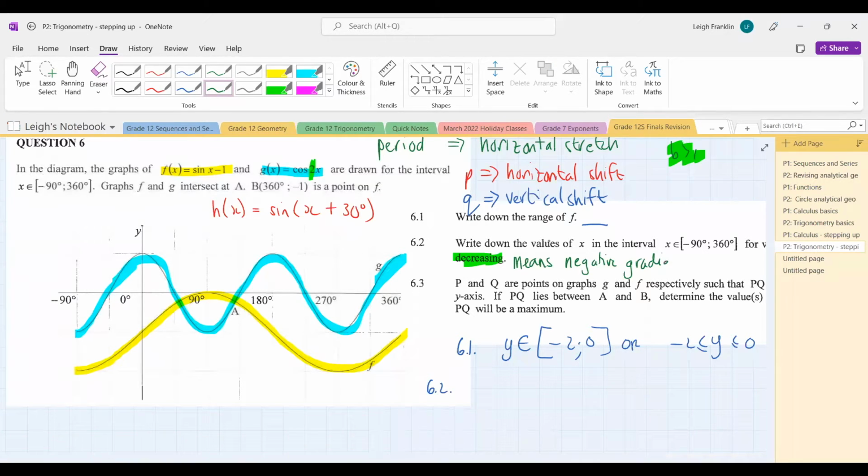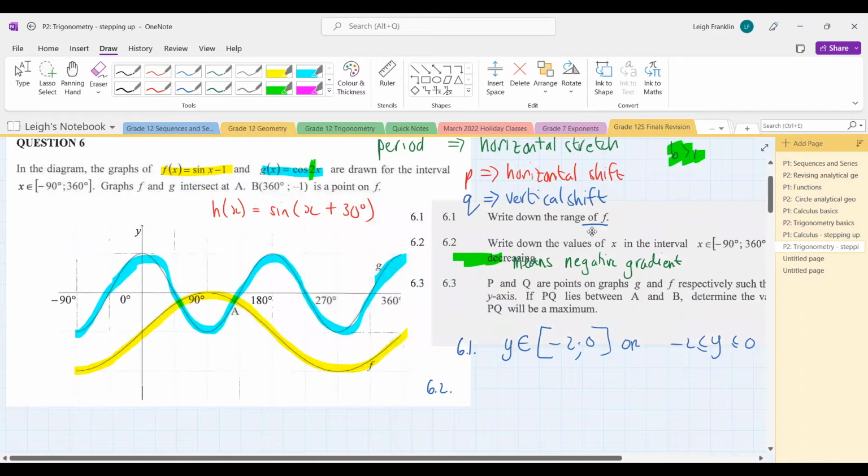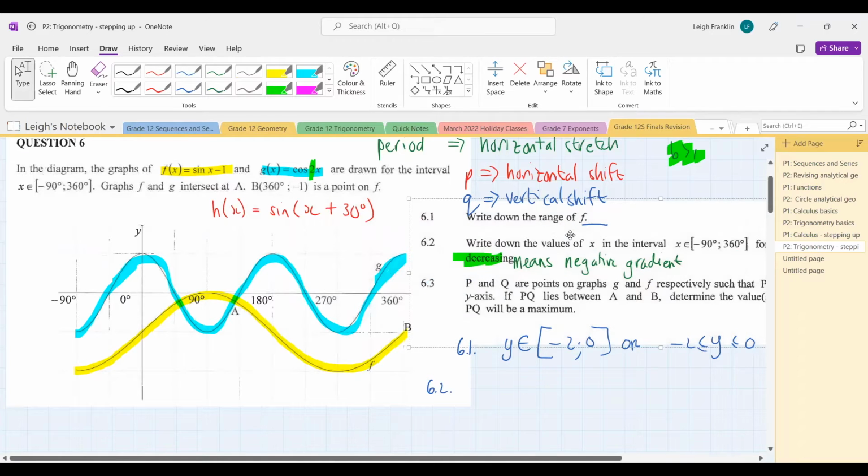Lovely, Kaylin. Well done. Now we've got to have a look: where is the gradient negative? In other words, where are we going downhill? The graph that we need to be looking at is our graph of f, so that's going to be our yellow graph.